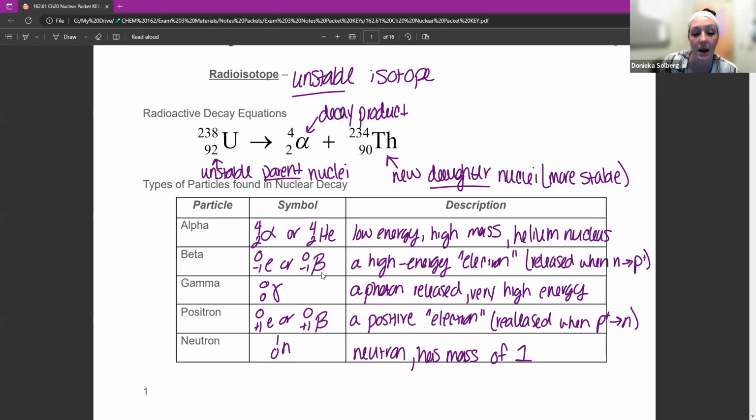So you can do it with a beta symbol. That's a capital beta. And that is a high energy, I put in quotes "electron" because it's like an electron, but it's not coming from the electron cloud. It's actually coming out of the nucleus. So when a neutron breaks down into a proton, what essentially happens is, if you think about it, a neutron is neutral, right? So it kind of has like a positive and a negative. They just balance each other out.